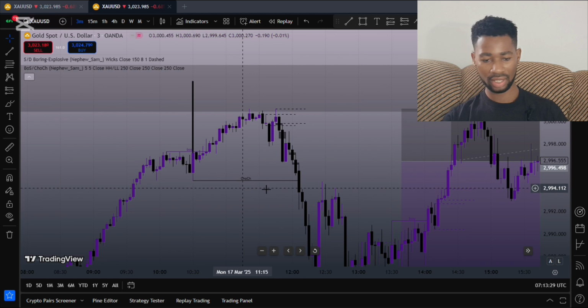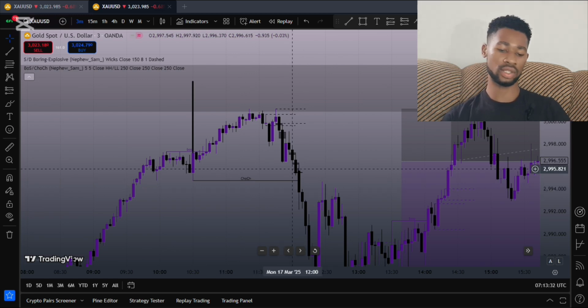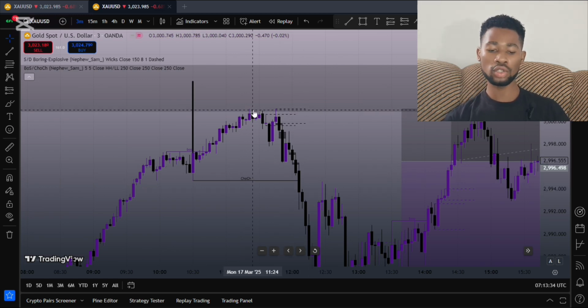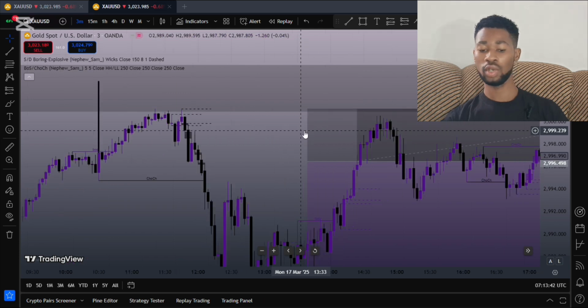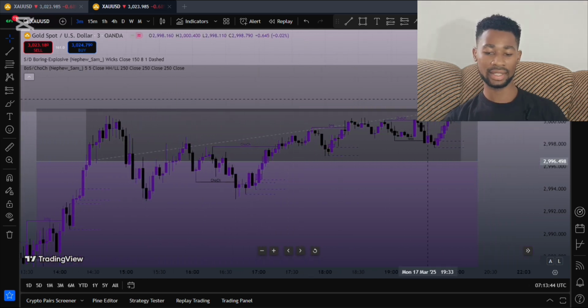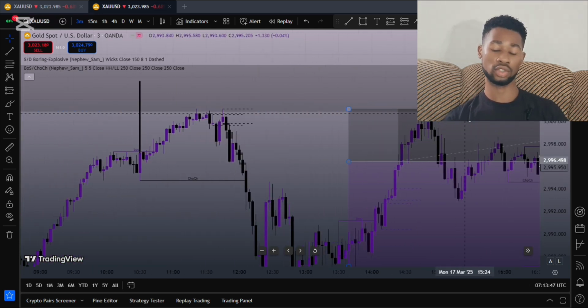But if you look at this here, we had a change of character. Yes, there was a change of character, but there was no fractal high, which means liquidity hasn't been grabbed on this particular region. So what happens? You end up being the liquidity like this, and then you get grabbed, your stop loss gets hit.